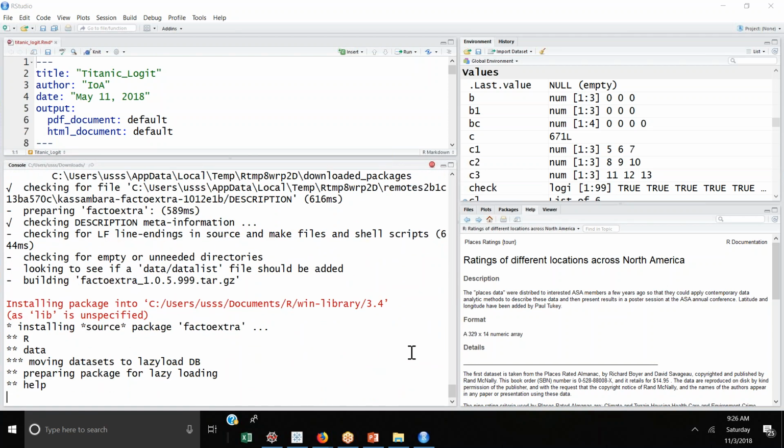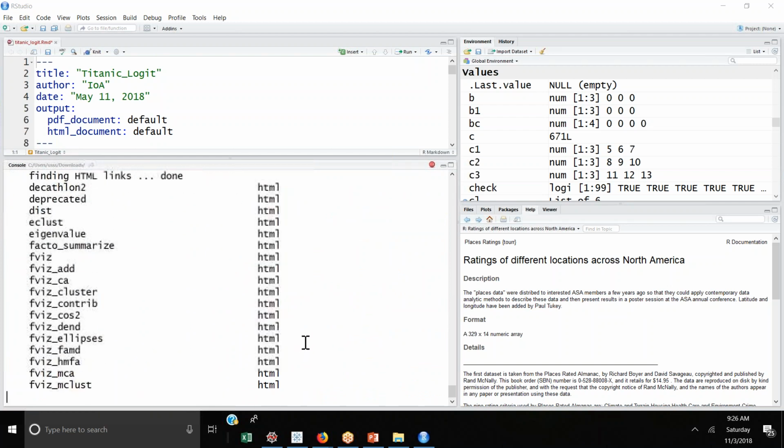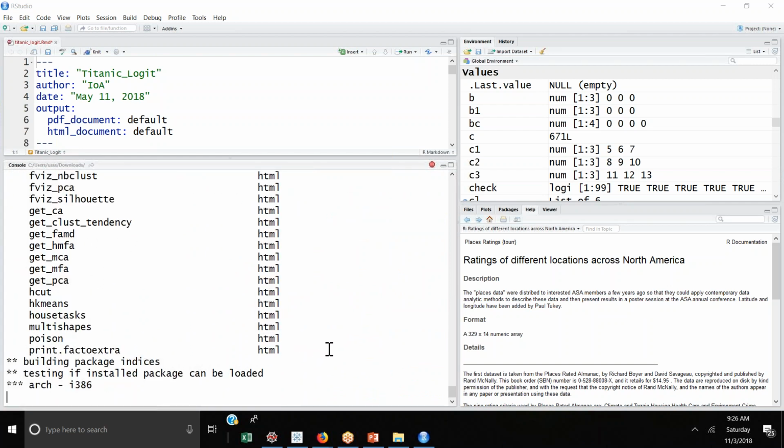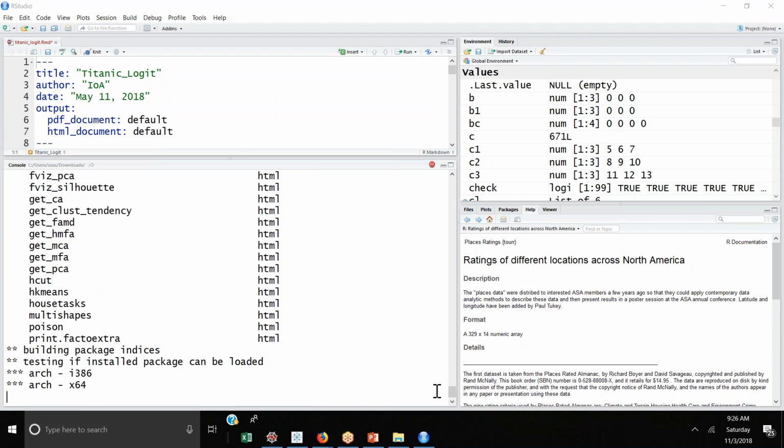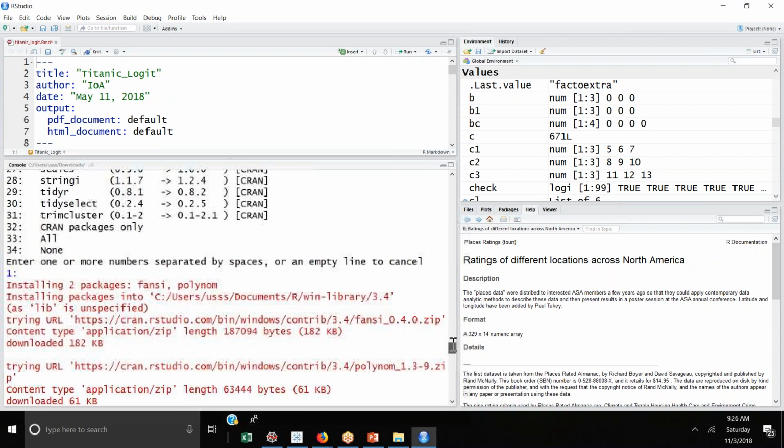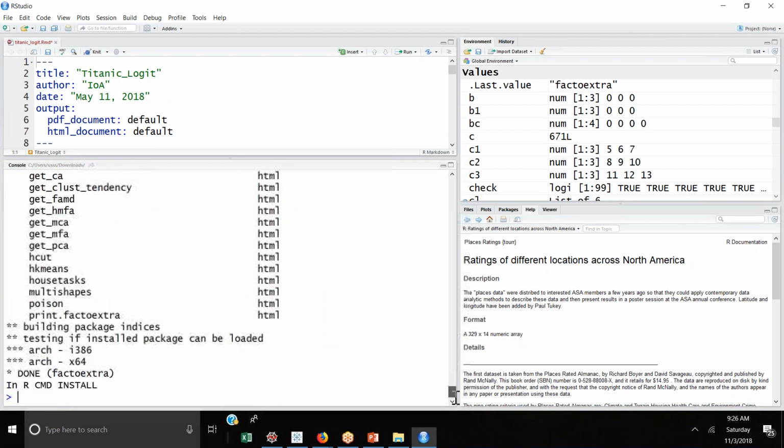Did you see the package that I installed? See, this is a problem now. If you install, sometimes it creates a lot of work. I don't know, maybe I shouldn't have done it. Anyway, it's done. Okay, factor extra is done. I'm going to go to the library and call it as library.